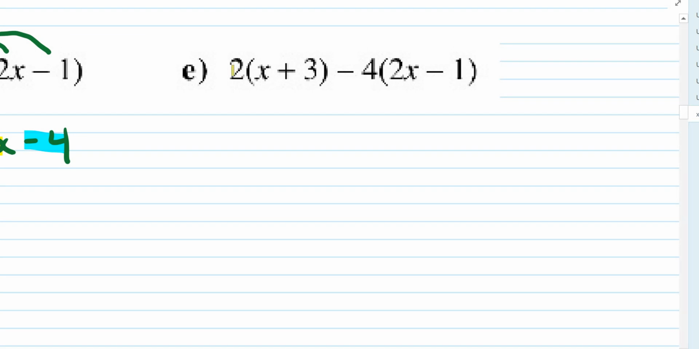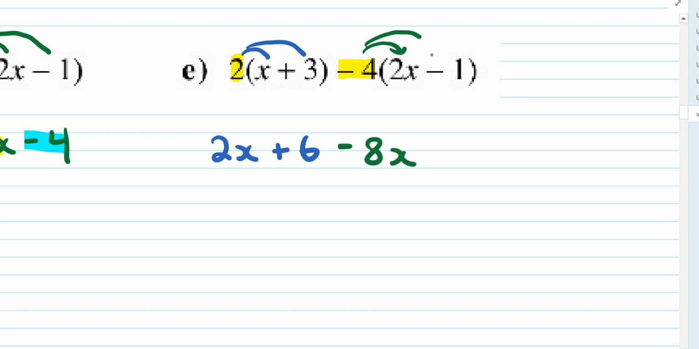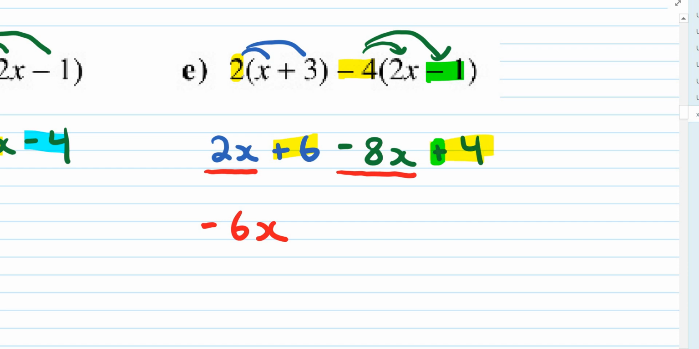And for letter E, I guess we are distributing again here. So 2 into the brackets here, we get 2x plus 6. And then if I distribute the negative 4 into the brackets here, I get negative 8x. And then negative 4 times the negative 1 will be positive 4. So be careful with that positive sign there, right? A negative times a negative will give you a positive expression there. Okay, so now I have a 2x and a negative 8x. So 2 minus 8 is going to be negative 6x. And then I have a 6 and a positive 4, so 6 plus 4 is going to be 10. So negative 6x plus 10.